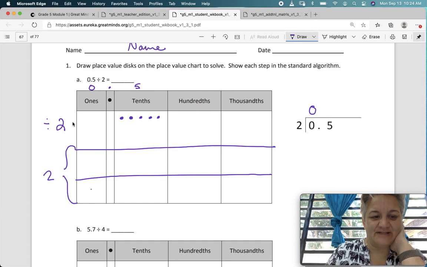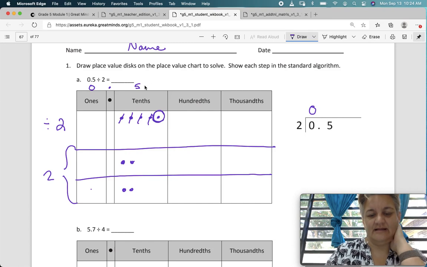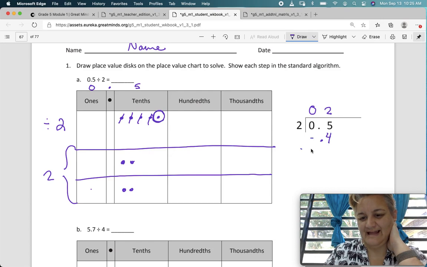Now if I divide 5 by 2, the 2 is going to go in there twice. So 1, 2, and 1, 2. And I have 1 left over. 2 times 2 is 4, and I have 1 tenth left over. So what I'm going to do is add a 0 here, and I'm going to bring the 0 down.